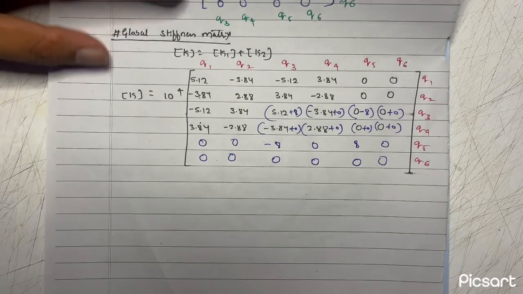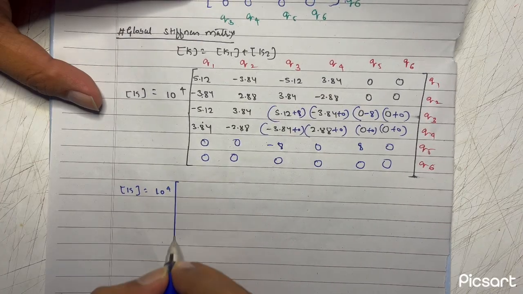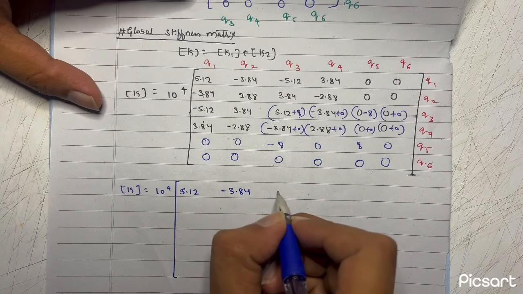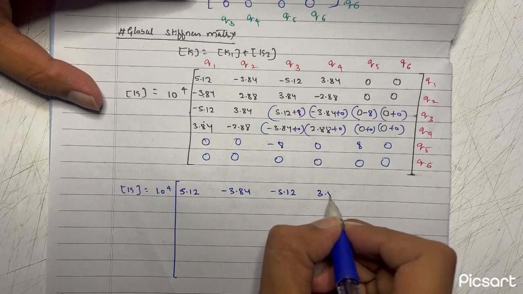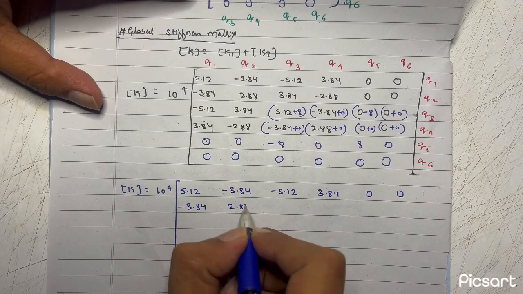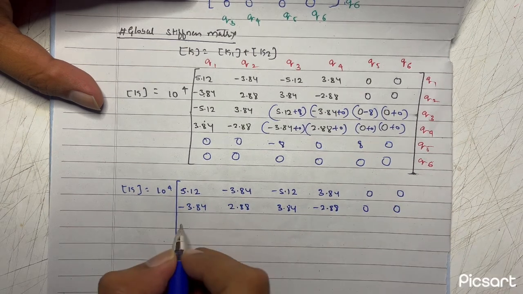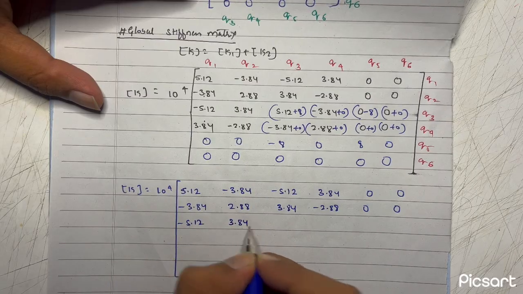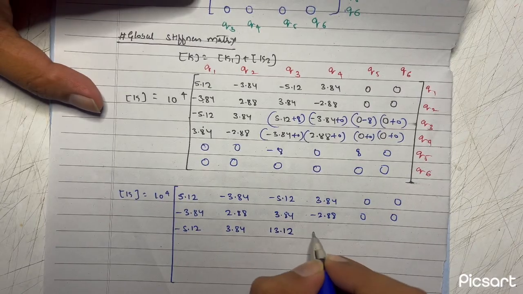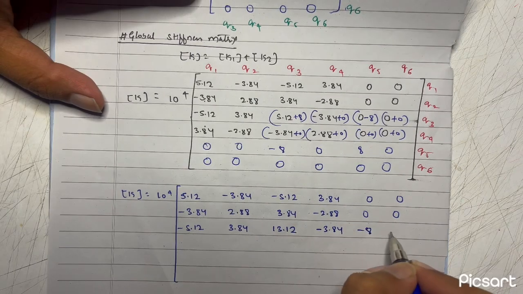So after adding, we get K, 10 raised to 4, 5.12 as it is, minus 3.84 as it is, minus 5.12, 3.84, 0, 0. Next, minus 3.84, 2.88, 3.84, minus 2.88, 0, 0. Minus 5.12, 3.84. Here we have to add this 5.12 and 8 will get 13.12. Again here we have to add this 0, again we get same thing, minus 3.84, 0 minus 8 is minus 8, 0 plus 0 is 0.